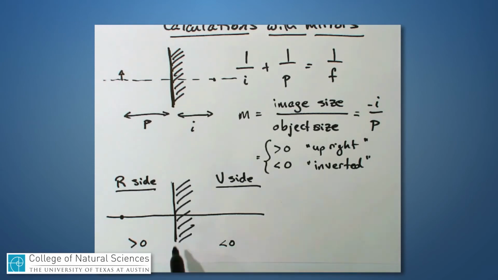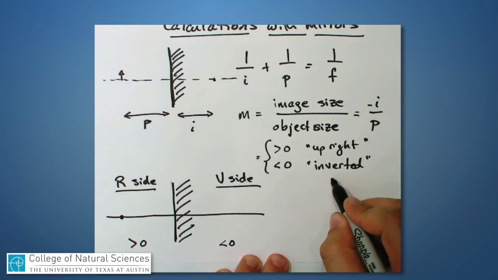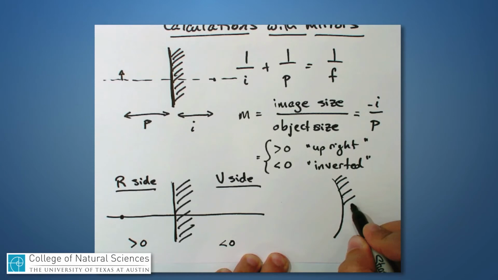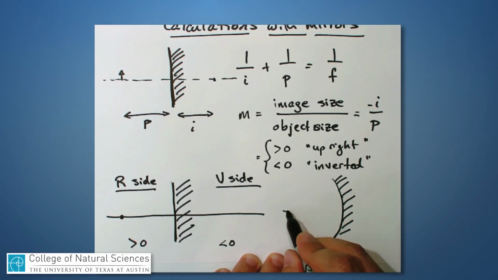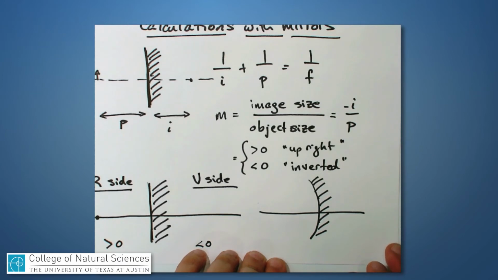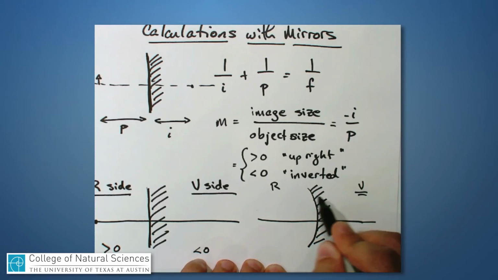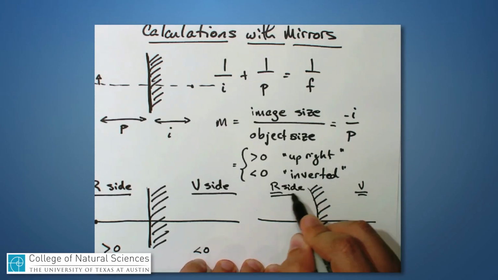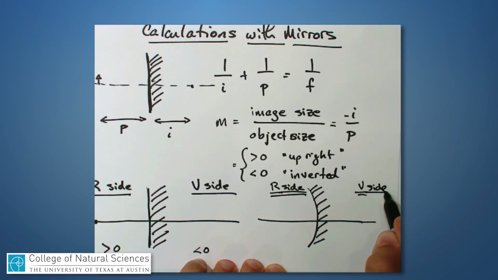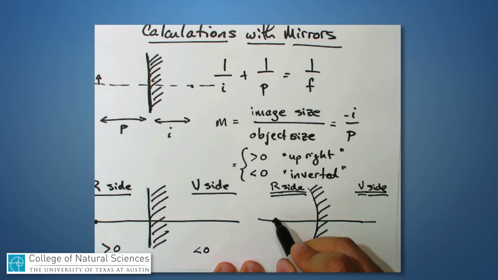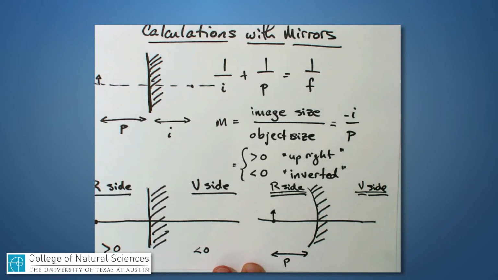I've drawn a very flat mirror here, so this is a somewhat special case. We can talk about this for curved mirrors as well. I'm going to draw, if you remember, something called a convex mirror. This will again be the real side, and this will be the virtual side. And if we're placing an object here, this might be the distance p. That will be a positive number because the object is actually on the real side.